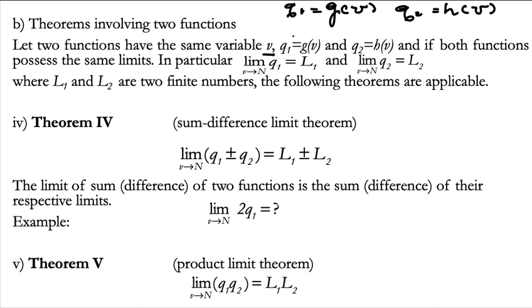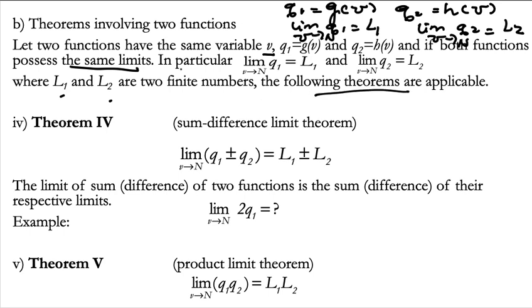Let's say these two possess the same limit. So in particular, the limit of q1 as v approaches n is L1. The limit of q2 as v approaches n is L2. Remember, they possess the same limit. That means L1 and L2 give you the same answer, isn't it? So from here, the following theorems are applicable.